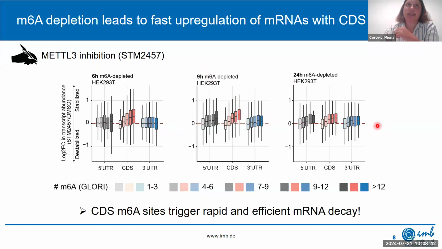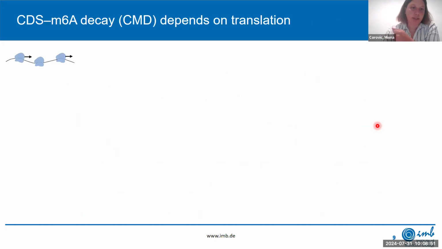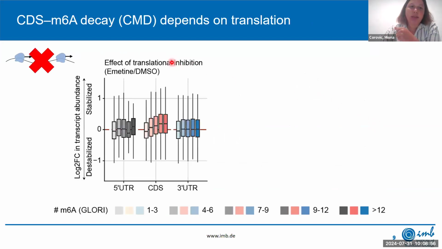Since we are talking about something that is really specific for the coding region, the first thing we asked is whether it involves translation, something very specific for the coding region. So we made use of a translation inhibitor called emetine, and we inhibited translation. And now we are looking at the log2 fold change in transcript abundance upon treatment with emetine, again RNA sequencing data. And we could see this specific effect of CDS m6A sites.